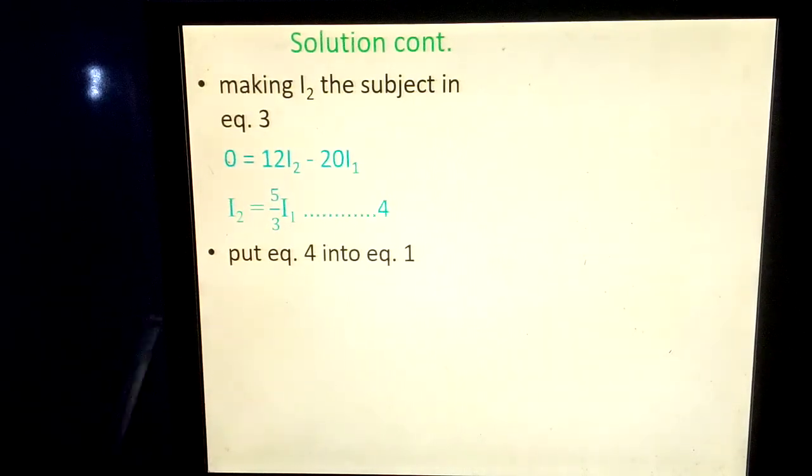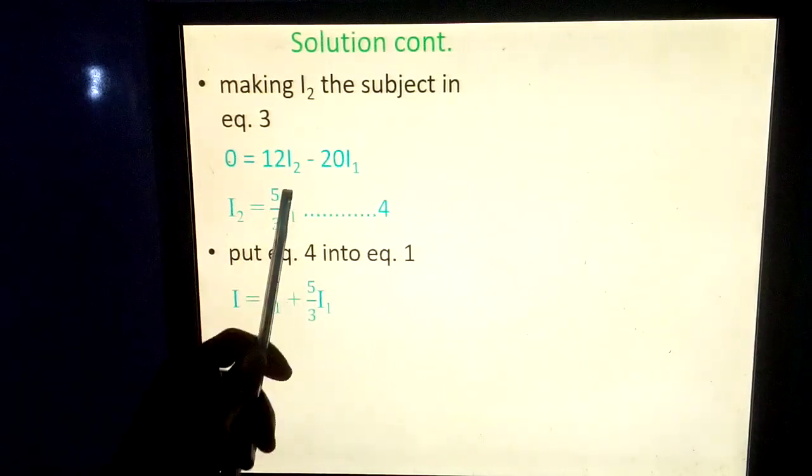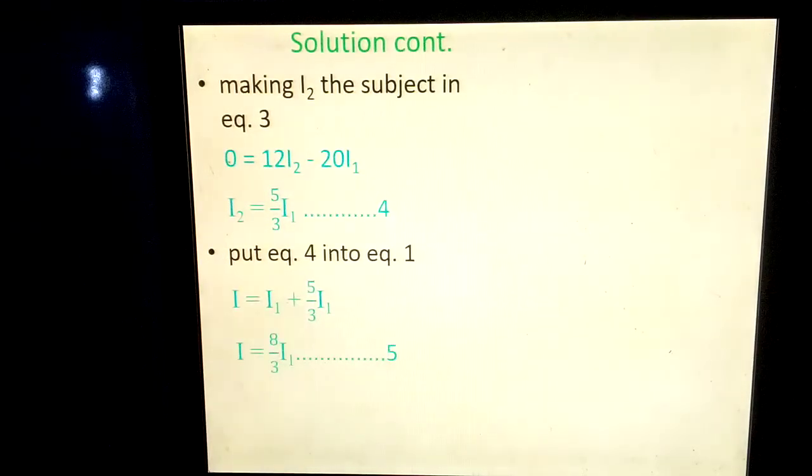We put equation 4 into equation 1. So this is equation 4. When we put it into equation 1, I equals I1 plus I2. Anywhere we see I2, we put this one. That gives us this. Then, when we simplify it, that gives us I equals 8 over 3 I1. Let's call it equation 5.